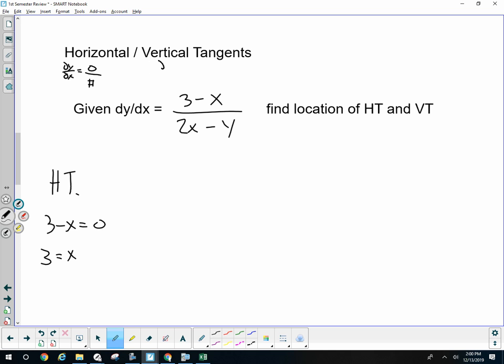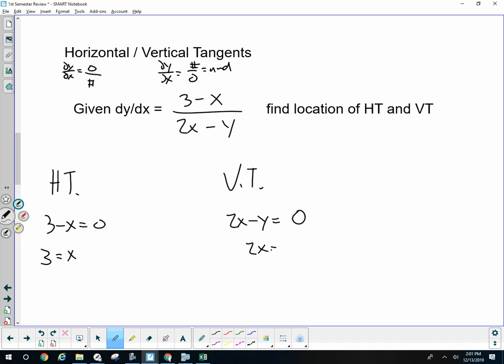Vertical tangents are when dy/dx has a 0 in the denominator. If we have a number over 0, an undefined tangent slope, that would be the location of a vertical tangent. Well, in this situation, and this is just an example, it's not always going to be like this. If you end up with an equation equal to 0, you can't necessarily find a value.